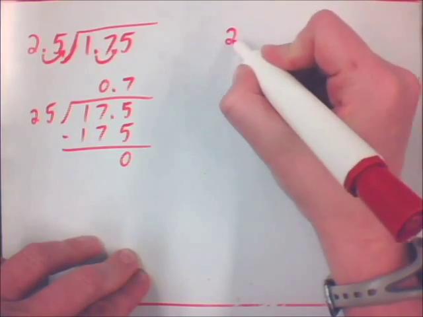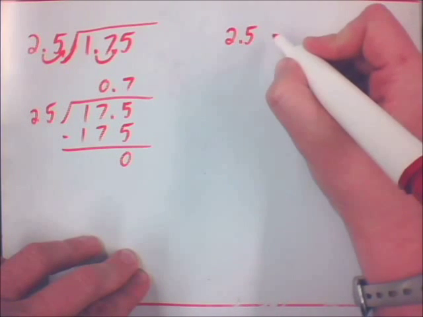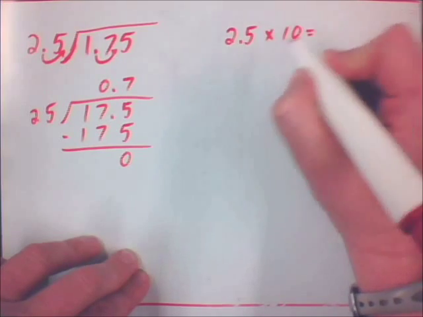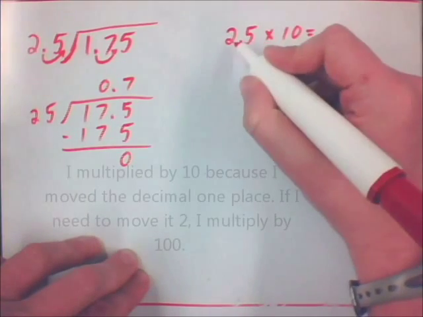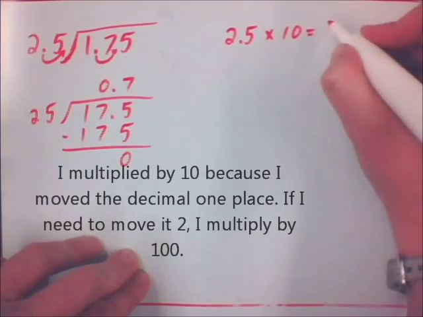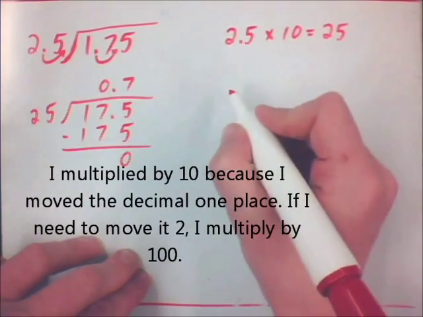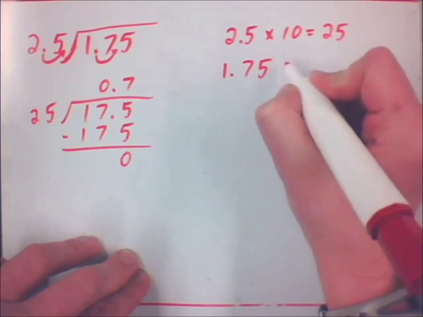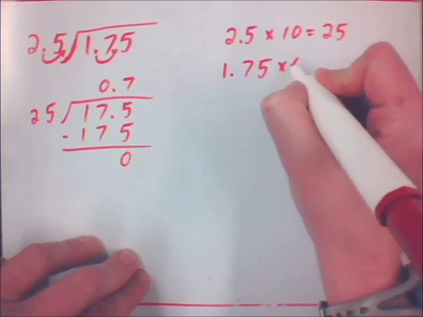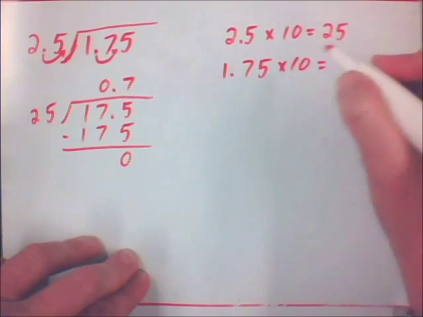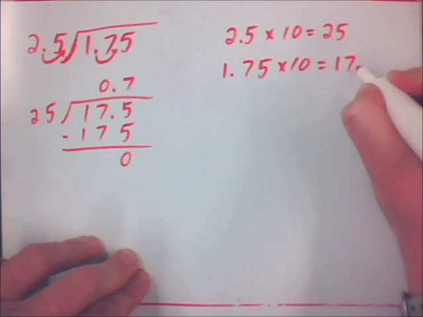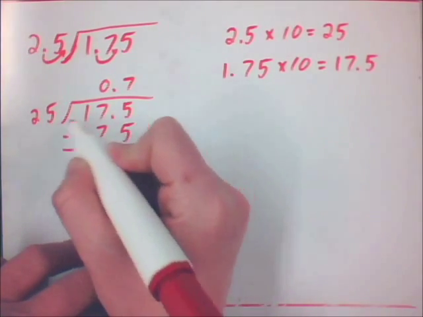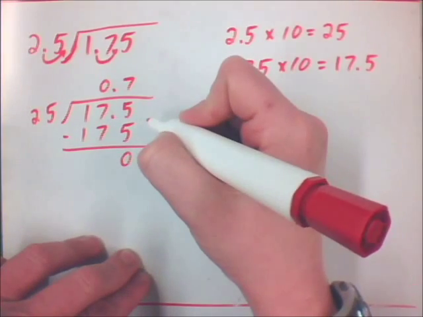So if I start with 2.5, I can multiply that by 10. And when you multiply something by 10, it actually moves the decimal. So the answer to 2.5 times 10 is 25. Similarly, I can do the same thing to 1.75. So 1.75 times 10, well, that just means I have to move the decimal over 1, and I get 17.5. Then I can take these two numbers and put them back into the division and end up with an answer.